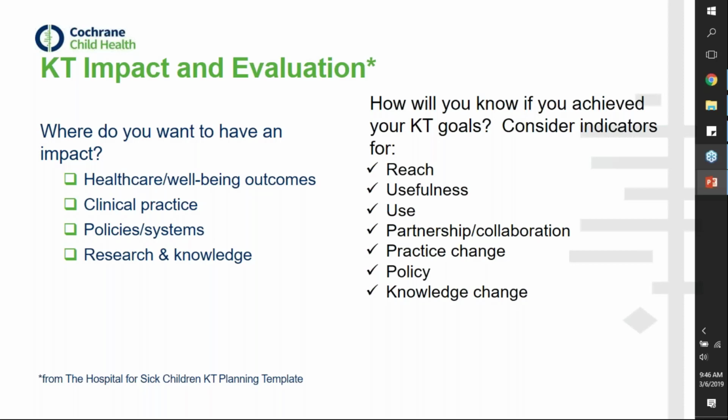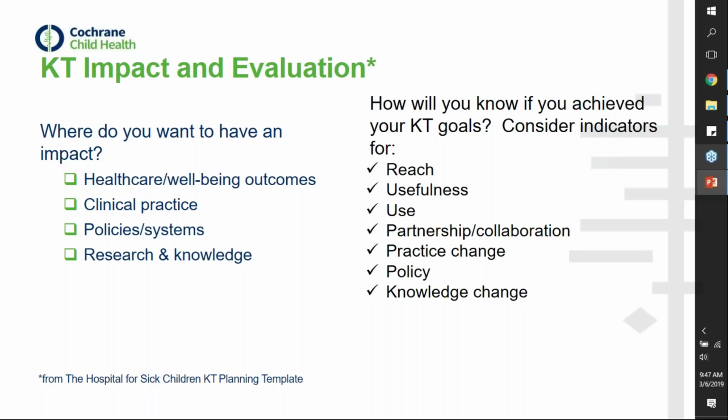And so first off, you might want to start by thinking about where is it that you want to have an impact. Is it at the healthcare outcomes level? Is it at the clinical practice level? Is it at the policy or systems level? Or is it at the research and knowledge level? And it could be multiple levels. You might want to have impact at multiple levels, but just consider what's feasible and what you're able to evaluate.